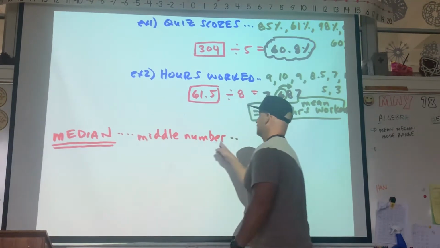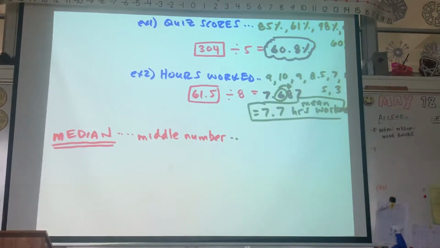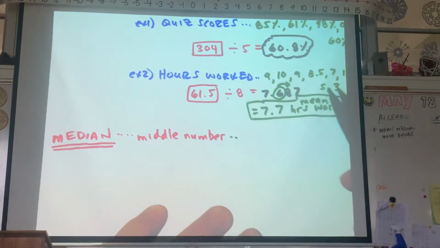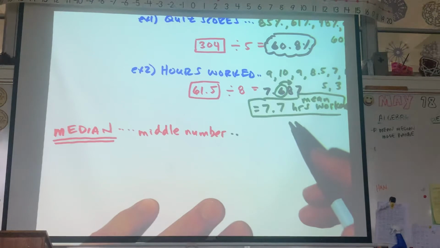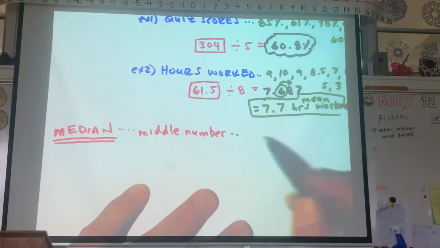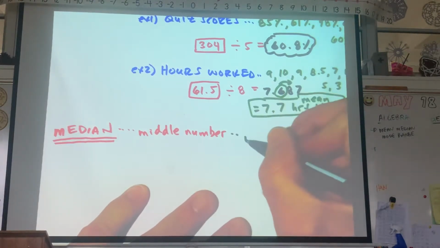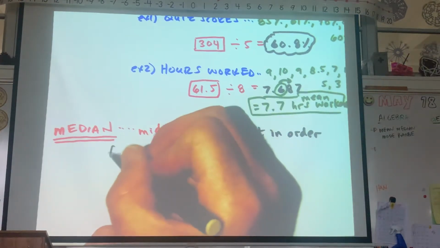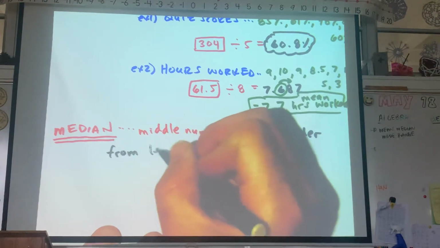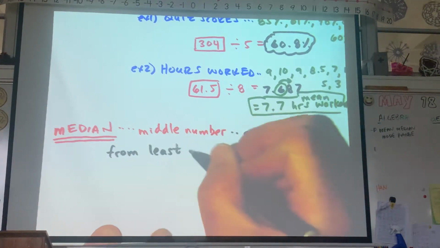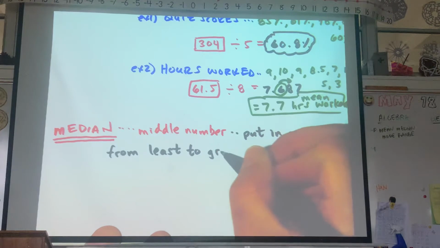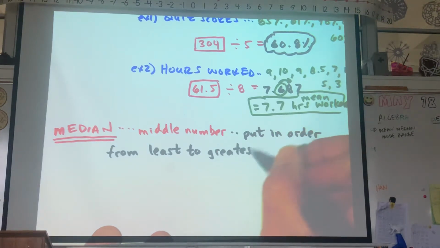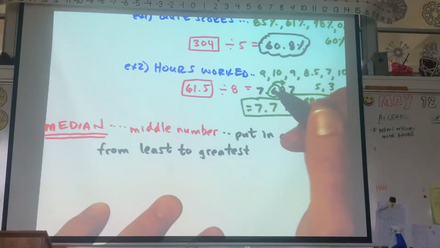Okay, the median, it's the middle number, but we have to put the numbers in order from least to greatest first. So that's what I'm going to write. Put in order from least to greatest. Then we're going to count to the middle.